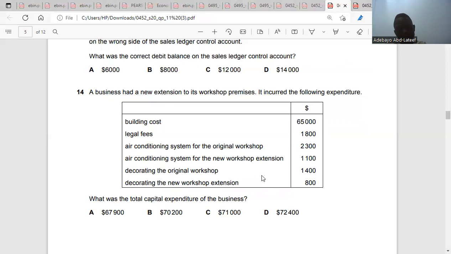This excludes decorating the original workshop. The original workshop has been there, so if they are decorating it, that is maintenance. That's why it is revenue expenditure, so it's not going to be part of our capital expenditure. If they are decorating the new workshop extension in the next year or subsequently, it becomes revenue expenditure. So the answer is C, 71,000. Then question 15.